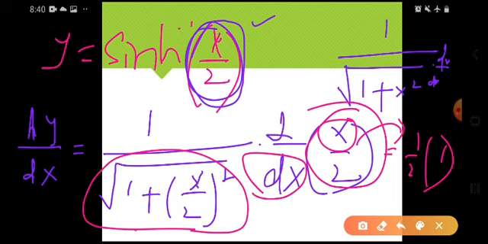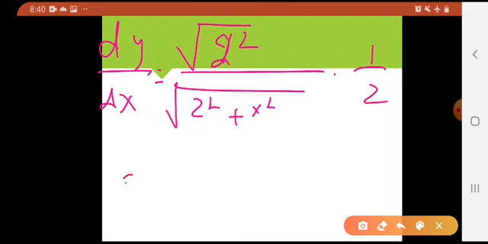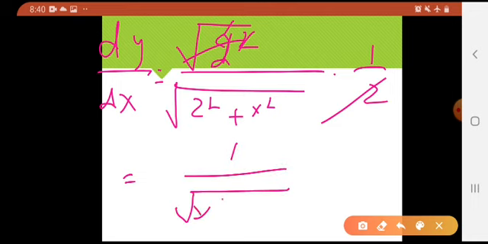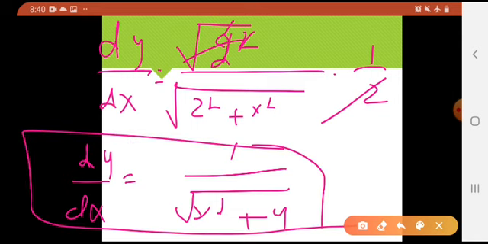And what about this simplification? Simple, take LCM. dy by dx would be equal to 1 divided by radical of 2 square plus x square, and the 2 from the bottom will go up, so it would become radical of 2 square into 1 divided by 2. This cancels out, this and this cancel out, so the answer would be 1 divided by radical of x square plus 4 for dy by dx. This is the answer. This was the last part of your exercise 2.6.